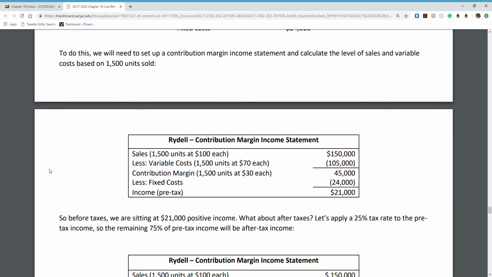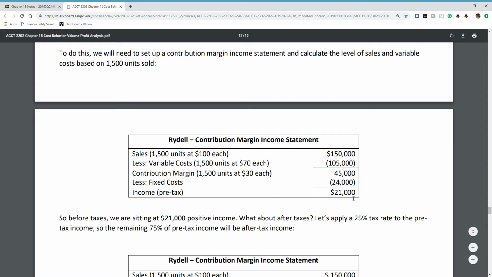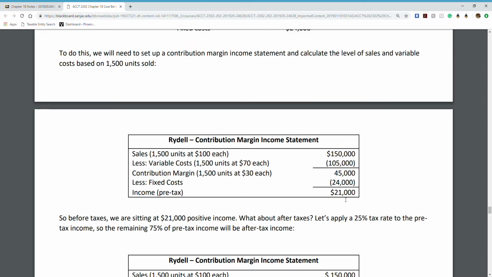Here, sales are 1,500 times $100 each, which equals 150,000. Variable cost at the same number of units is 105,000. Contribution margin now is about 45,000. Well, our fixed cost was 24,000. Subtract those two, and we get an income before tax of 21,000. So that's our tentative profit right there.